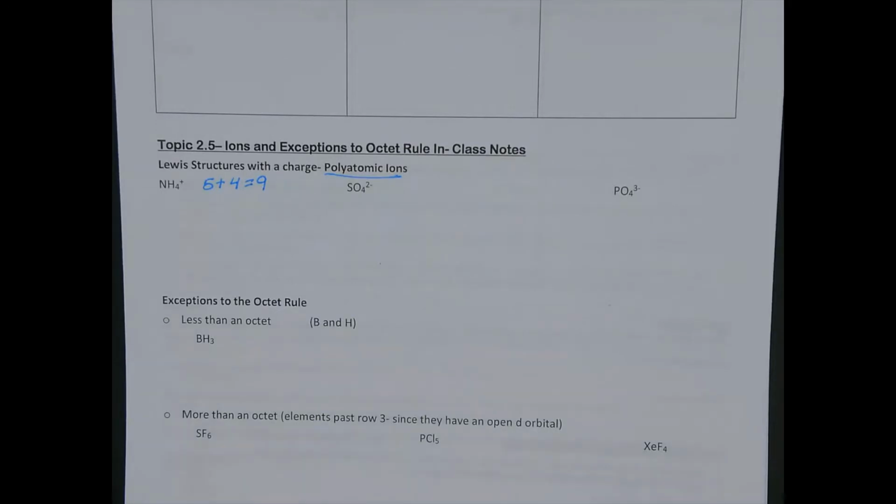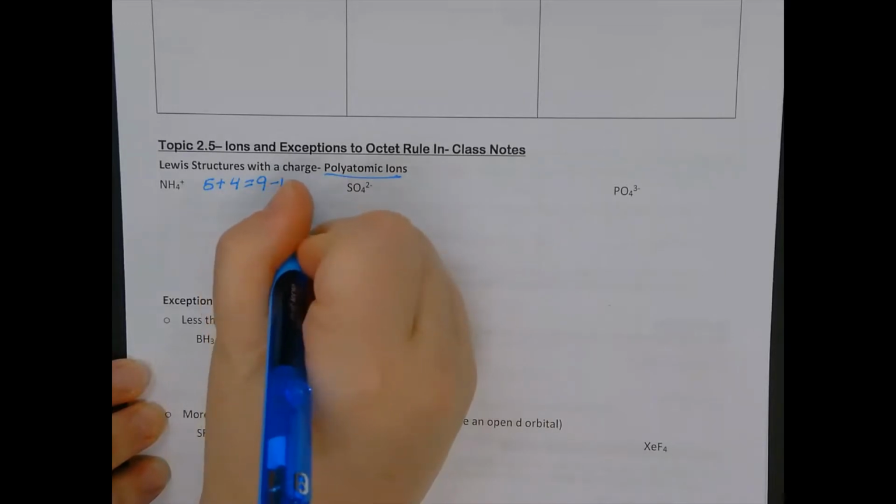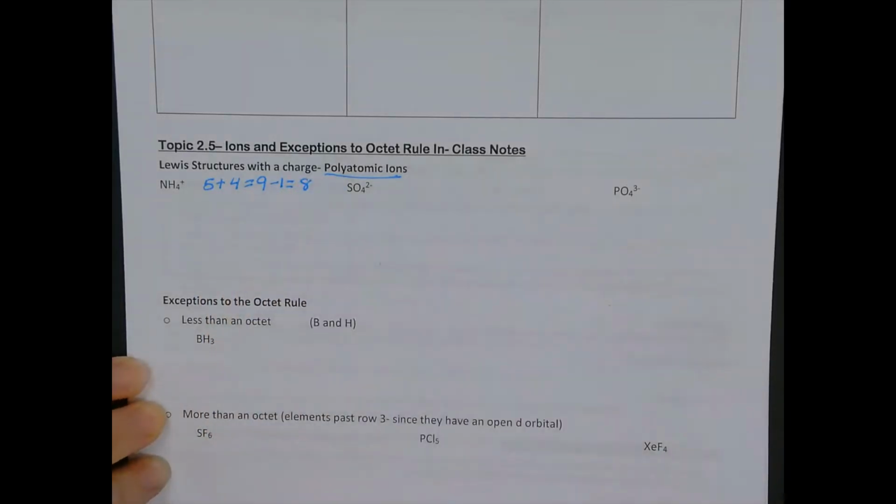However, it has a positive charge. What does a positive charge tell us? An electron is missing. We've lost one of our electrons. So we're going to go ahead and subtract 1 from that total. We lose an electron to become more positive. Lose the negative, become positive. So that means to draw this structure, we have 8 electrons. We need to use all 8 of them.